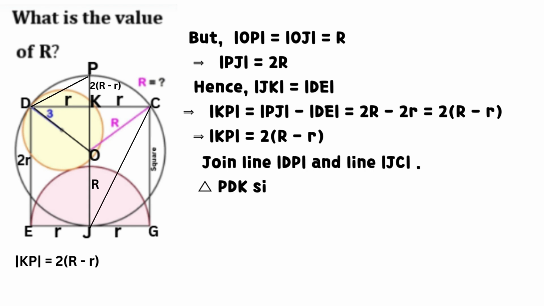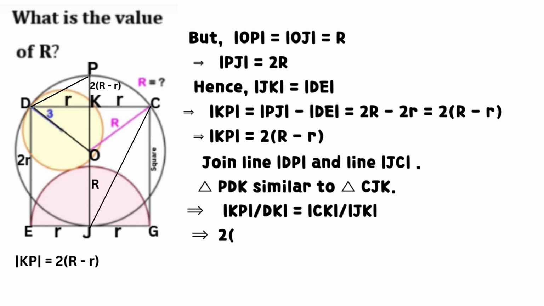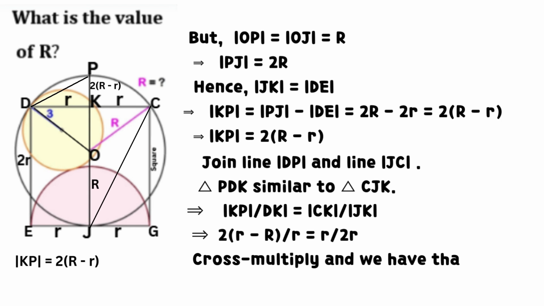Join line DP and line JC. Triangle PDK is similar to triangle CJK. This implies that KP divided by DK equals CK divided by JK. This signifies that the product of 2 and r minus small r, divided by small r, equals small r divided by 2 times small r. We have to cross-multiply, simplify and solve for the value of the radius of the semicircle, which is small r, in terms of the radius of the circumscribed larger circle, capital R.